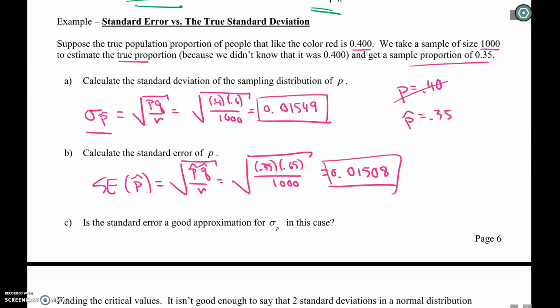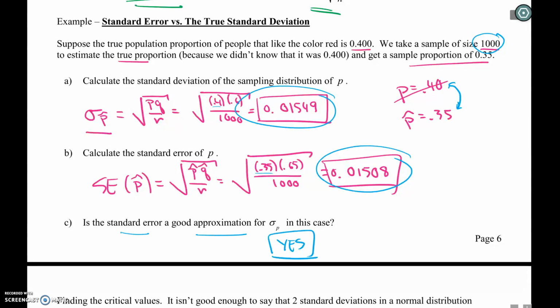Now, granted, what I'm trying to illustrate to you is that whenever you use sample statistics to estimate the standard deviation of the sampling distribution, they're not far off. Of course, this was a pretty big sample size, and my sample proportion was pretty close. If your sample proportion is further off, or if your sample size is smaller, it might make more of a difference. But in general, the standard error is a good estimate for the standard deviation.